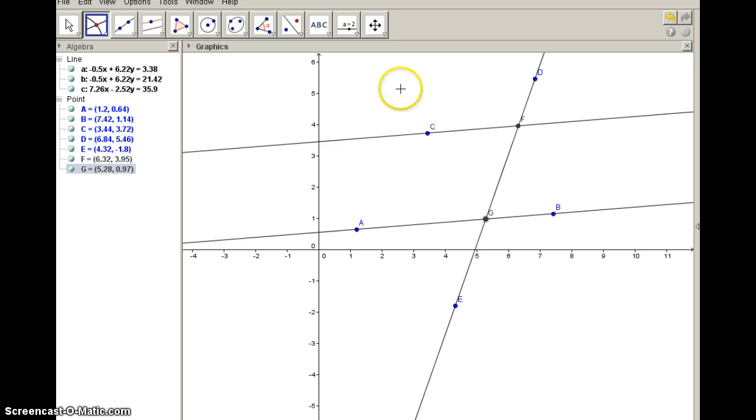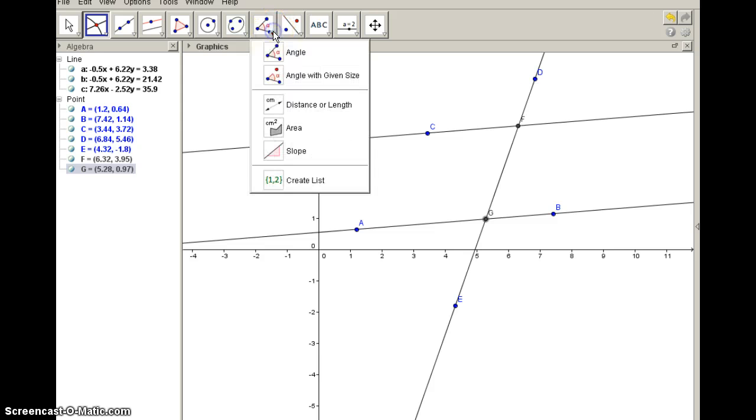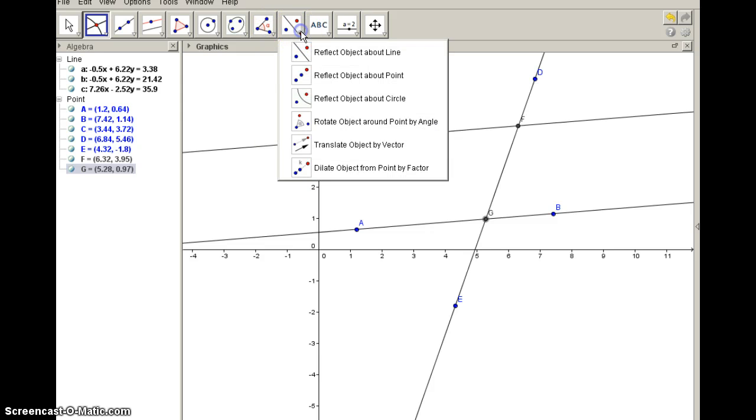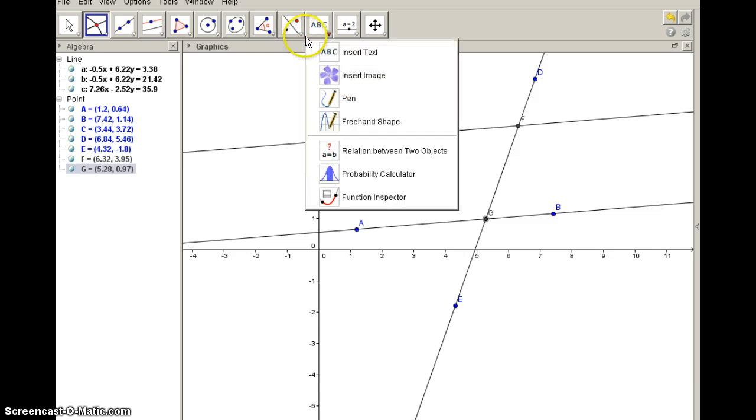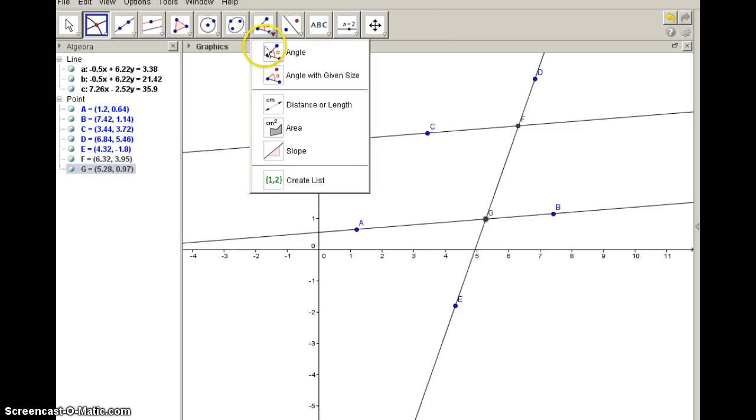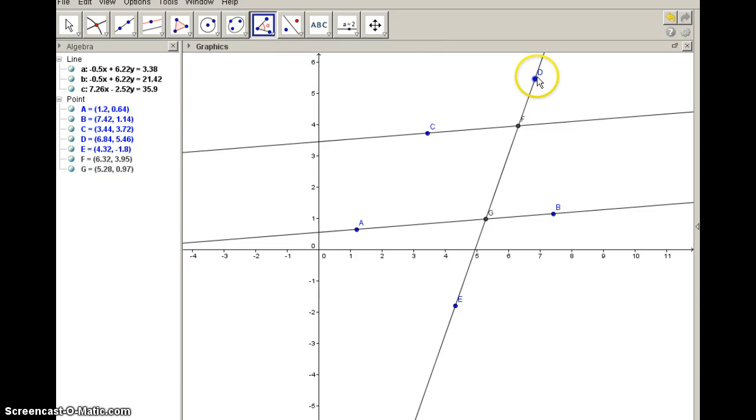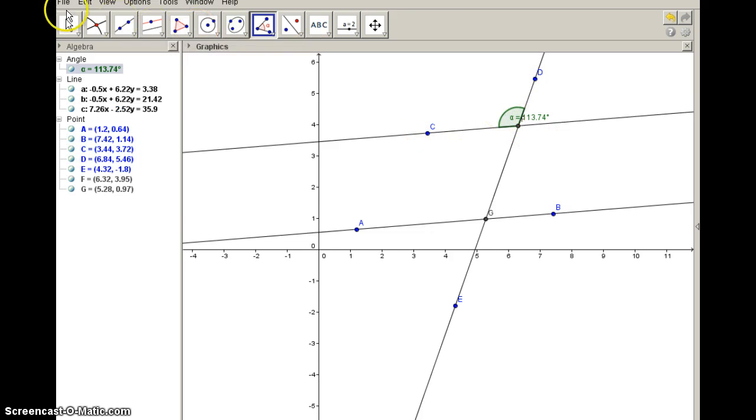What happens is you have a special set of pairs of angles, okay? So the first set I'm going to talk about is corresponding angles. So the angles that correspond, let's go ahead and measure them. This one right here is how we measure angles. Sorry, that's the reflection tool. Let me go back here. Here's how we measure our angles. So what does this angle measure right here? It might be hard to see, but it turns out it measures 113.74 degrees.